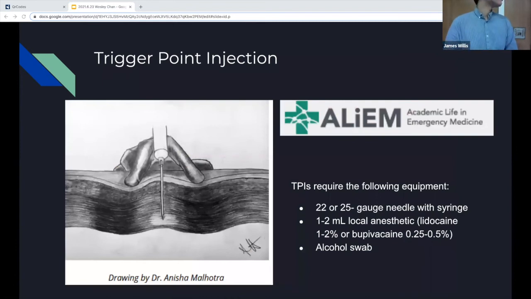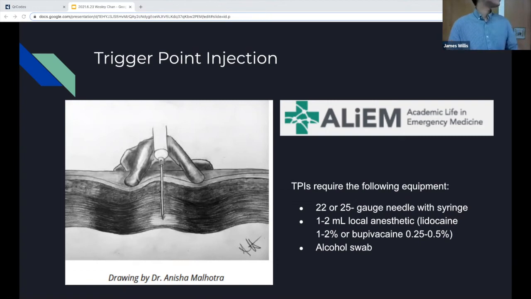Another thing to mention is trigger point injections. This is an easy way to treat pain where you're taking a 22 or 25 gauge needle, putting it at the site of maximal pain that the patient's talking about, using 1 to 2 cc's of a local anesthetic and injecting it, and doing a compass kind of mapping of north, east, west, and south to help relieve the pain. It's been pretty effective, especially for MSK pain.